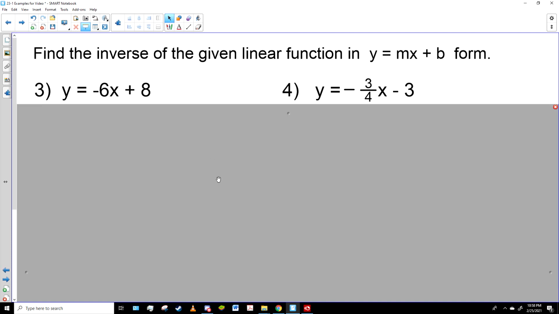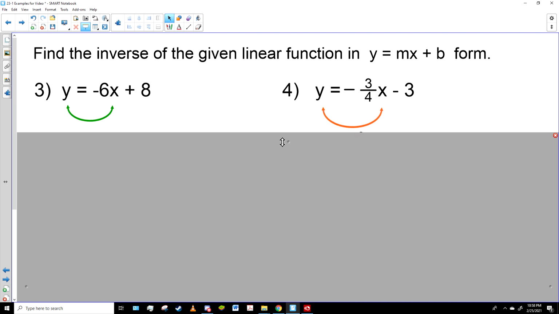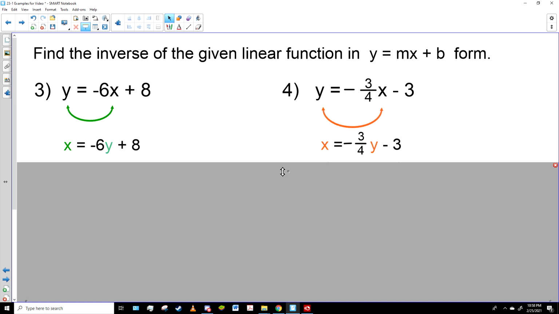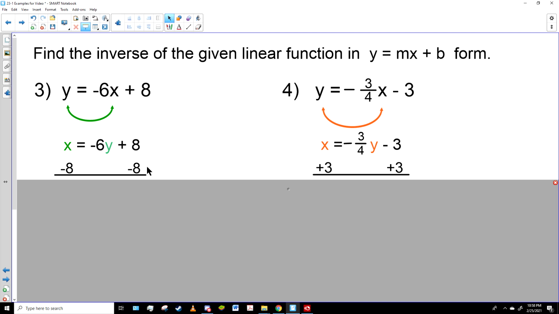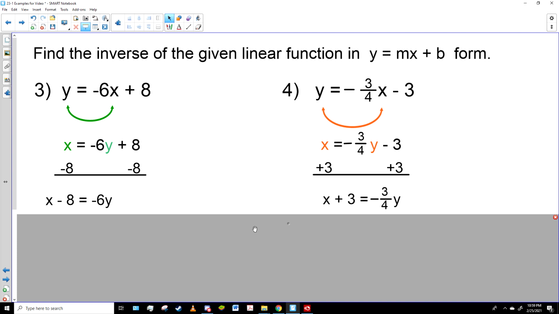Let's try a couple others. Alright, so once again, to find the inverse, the first step is to swap the x and the y, like this. And then you want to solve it for y. So on this first problem over here, number 3, I want to get rid of this plus 8. I'm going to do that by subtracting 8 from both sides of the equal sign. Over on the second one, I want to get rid of that subtract 3 with an add 3 to both sides. But of course, x's and 8's and x's and 3's don't add together, so you just write them side by side. x minus 8, x plus 3.